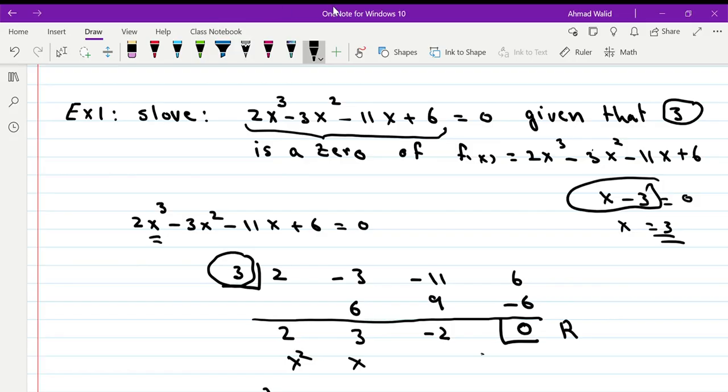That was all about 3.3. See you in section 3.4, where we will discuss the zeros of a polynomial function.